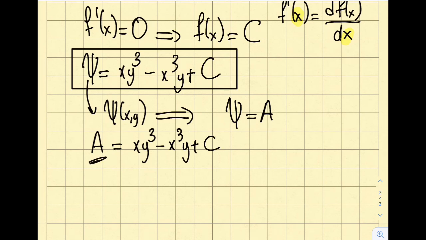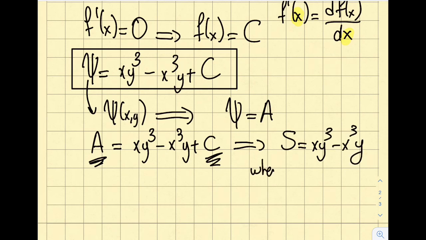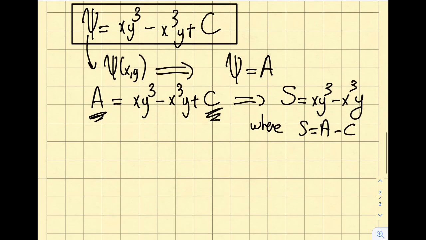So now you can see I have an arbitrary constant, and I have another arbitrary constant. Can I just go ahead and combine them? Yes, I can. Let's call the combination s, which is equal to xy cubed minus x cubed y, where s is equal to a minus c in this particular equation. We also introduced an equation for this: s2 minus s1 will give me the volumetric flow rate.